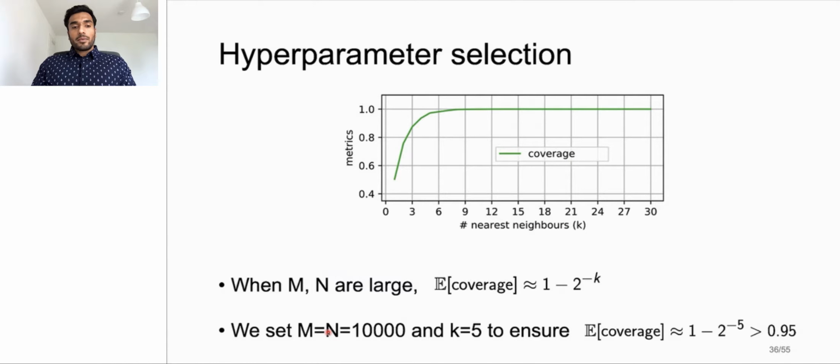So for hyperparameter selection, we choose m and n to be sufficiently large that our expected value is approximated by 1 minus 2 to the power negative k. We set m and n equal to 10,000, and we increase the value of k until we're able to detect at least 95% match for identical distributions. This is calculated at k equals 5, which is our selected hyperparameter.